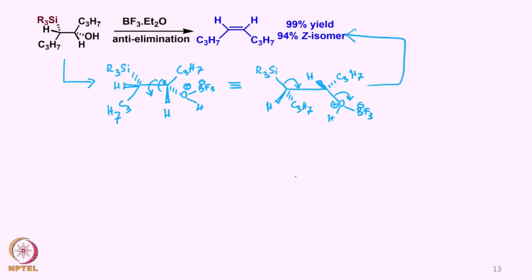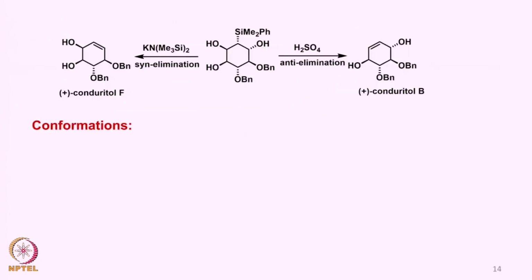or the Z product. So basically we are talking about elimination in the anti way, so that the carbon silicon bond and the carbon oxygen bond which is leaving should be anti to each other. This is how the Peterson olefination under basic conditions and a similar type of elimination using a Lewis acid give different stereochemistry of the double bond.